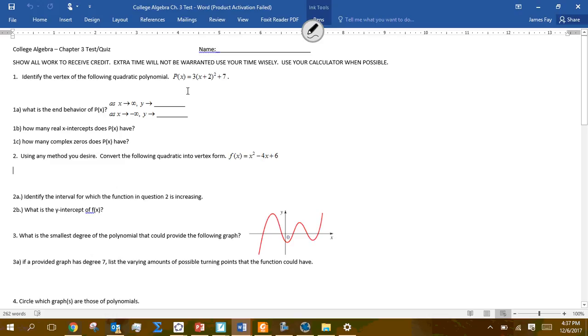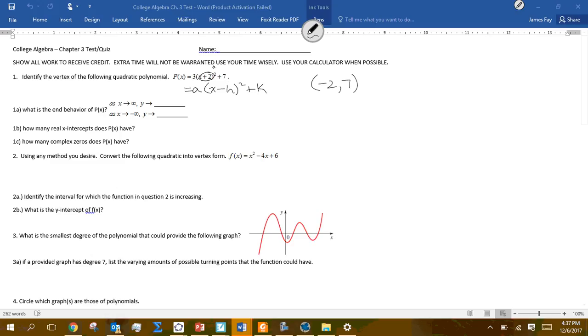Remember, this is in the form of a(x minus h) squared plus k. So this vertex is going to actually be at the opposite of that number there, so -2, and then at the y value of 7. Okay. That's really all you got to do there.